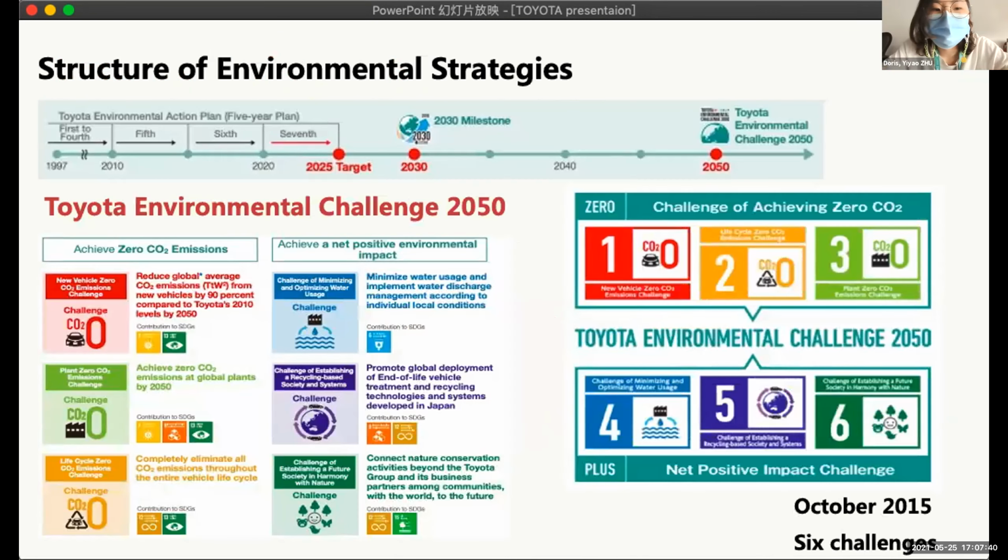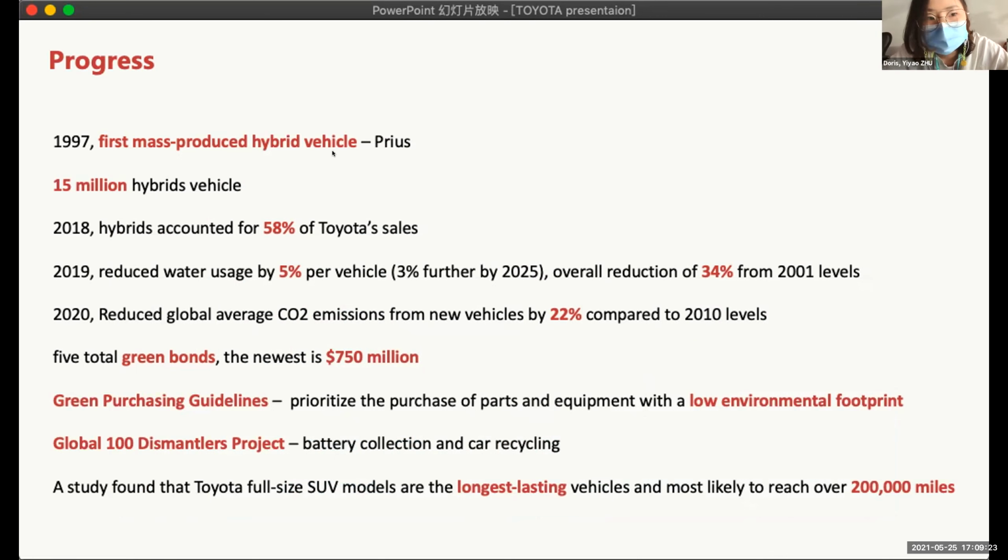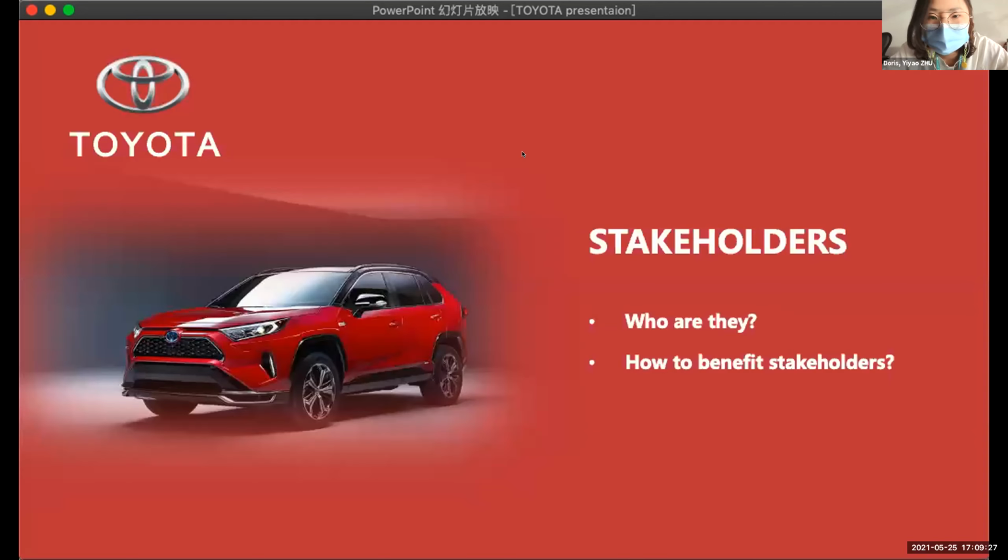Compared to industry peers, Toyota excels in addressing emissions and fuel efficiency. Toyota pioneered the world's first mass-produced hybrid vehicles and reached substantially better CO2 emissions from new vehicles than regulatory standards and the best levels in the industry. A study found that Toyota full-size SUV models are the longest-lasting vehicles. And next, Sandra will introduce the information about stakeholders.